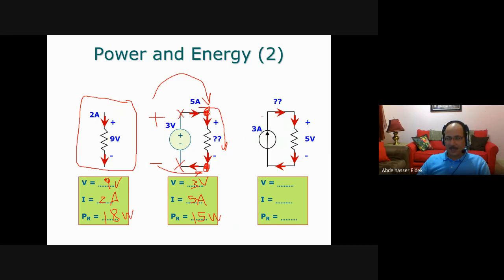Look at the last one here. This is a current source. If you have a current source, then you know the value of the current. So it is 3 ampere. And the voltage is given here. It's 5 volt. The current is 3. Then the power will be 3 times 5 or 5 times 3, which is 15 watts. So this will be the last slide in this chapter.